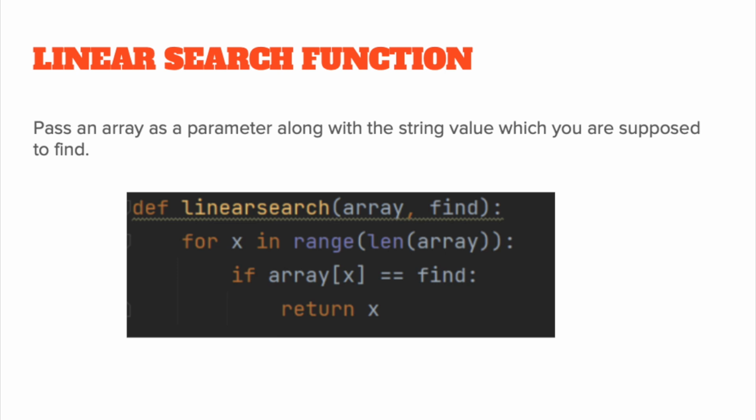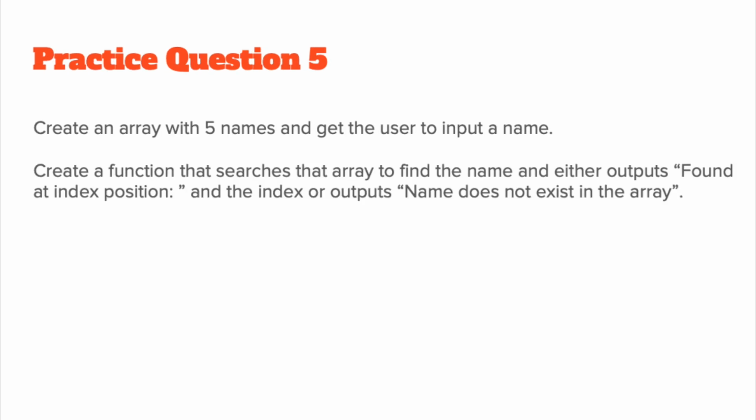So study this function and then have a go at practice question 5, where you're creating an array with 5 names and you're going to get the user to input a name, and then using a function you're going to search that particular array to find the name and either output found at index position 4 or output name does not exist in the array. So pause the video and have a go and then continue on to check a possible solution.